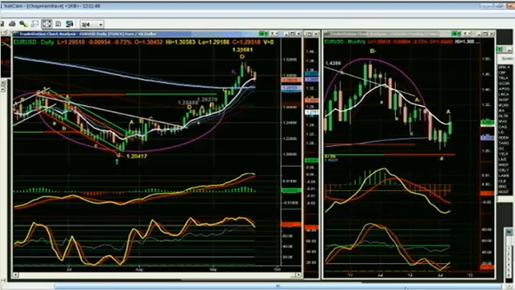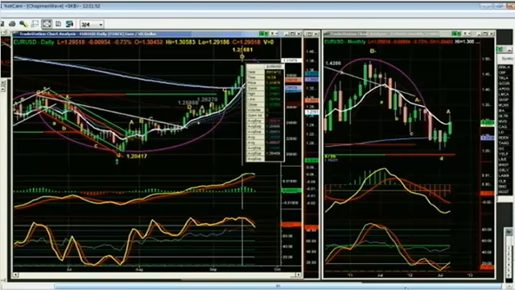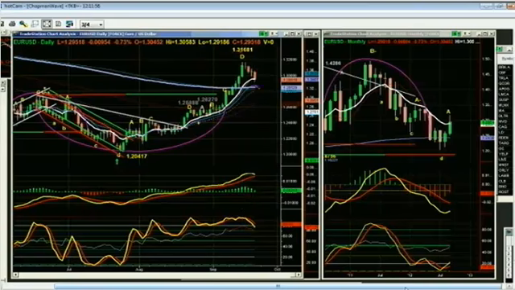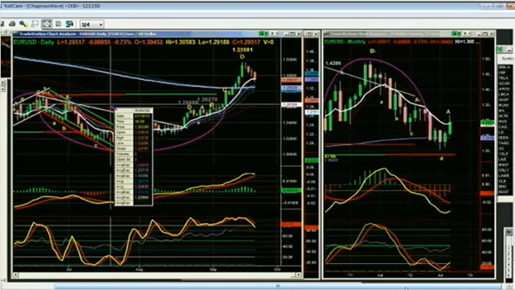So what you've got here is a pullback in the euro from 1.3161 to today's low of 1.29186. That's the deepest slide you've had in the euro since back in the doji candle of the 19th of July, and we came tumbling down.